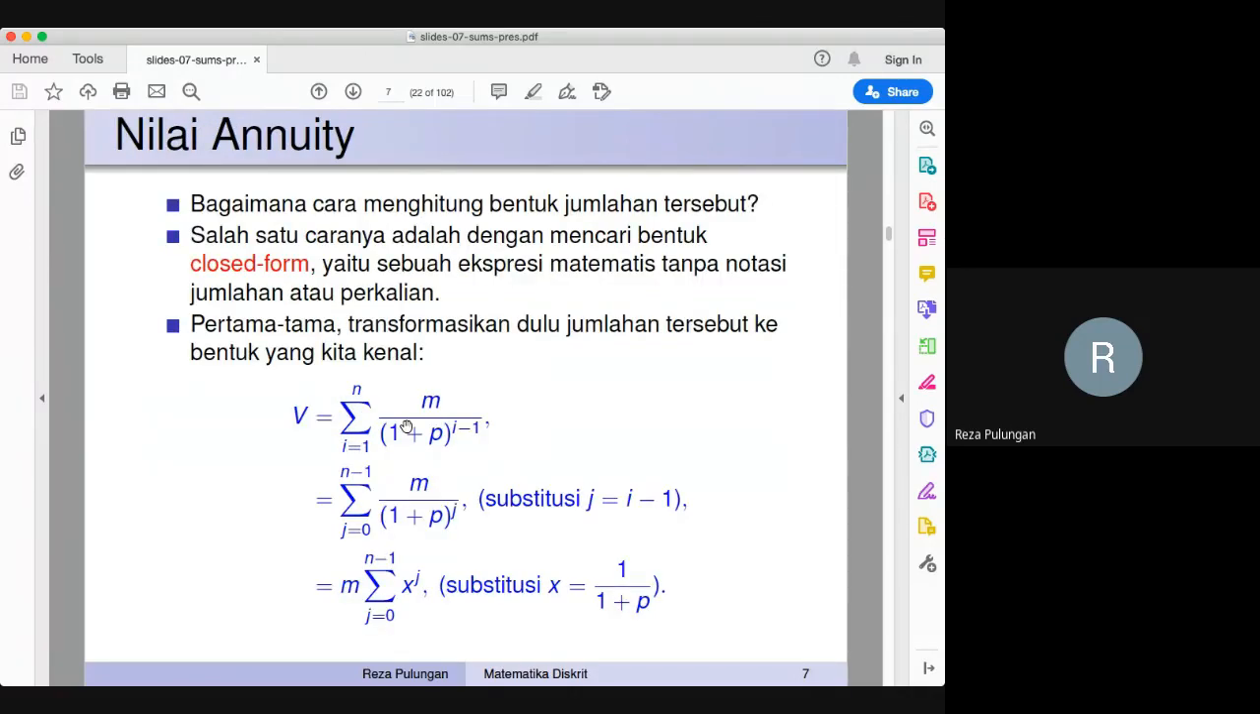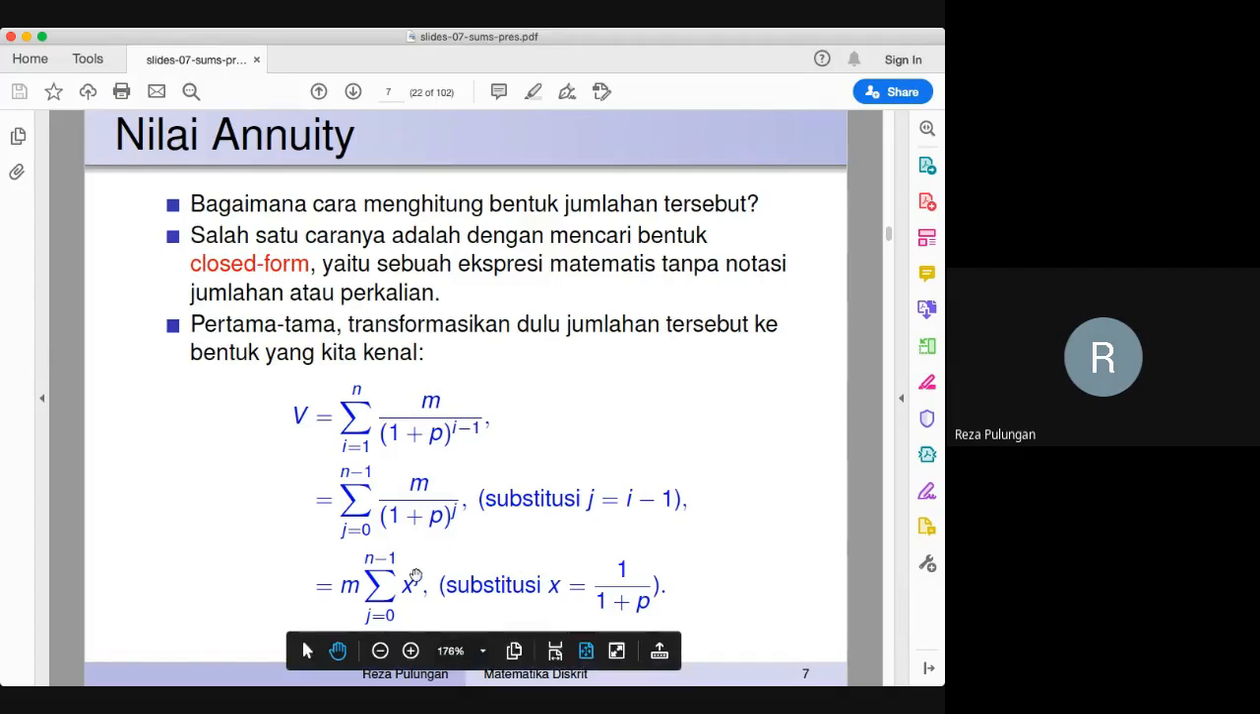So what do we have right now? Put this m in the front, because this is basically just a multiplication. Every time we multiply by m, so let's put it out because it does not depend on j or i. And then if you put this out, the whole thing will be 1 divided by 1 plus p to the power of j. And 1 divided by 1 plus p to the power of j is equal to 1 divided by 1 plus p, the whole thing to the power of j.